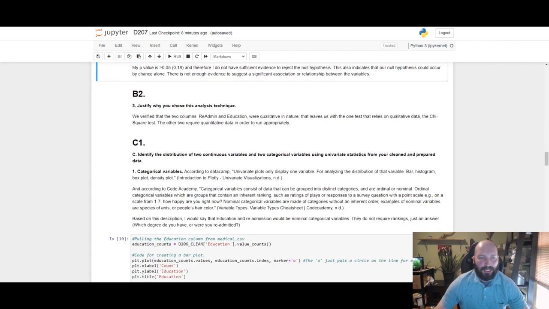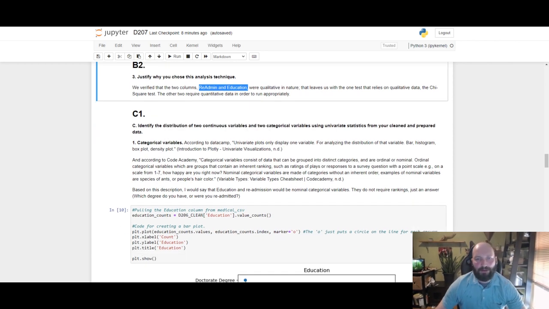So why have I chosen this analysis technique? With the two that we selected, those are qualitative in nature, so I have to use the chi-square test. The other two require quantitative.